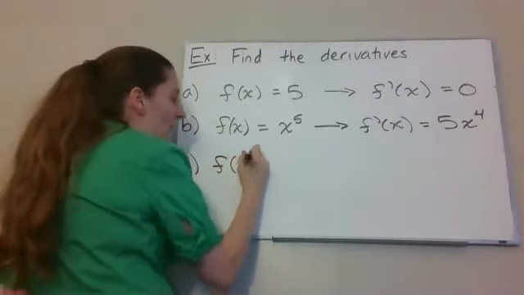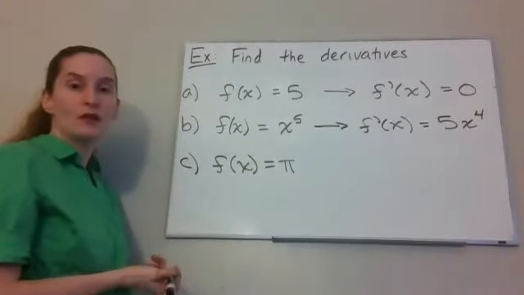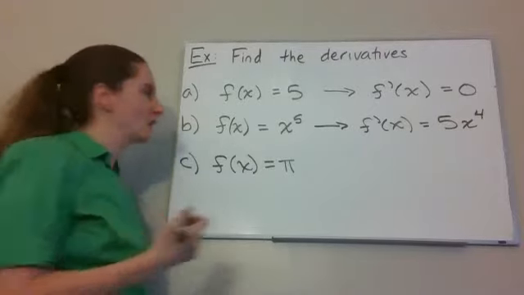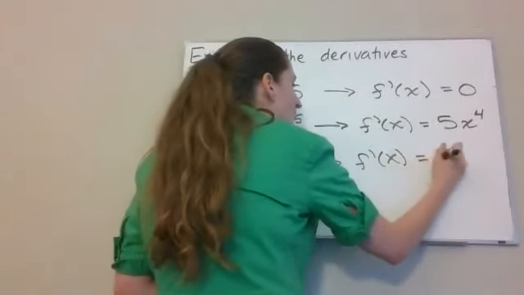Next one, if I have f of x equals pi, what is the derivative? Well, pi is still a constant, even though it's kind of a complicated constant. So my constant rule says that the derivative is going to be 0.